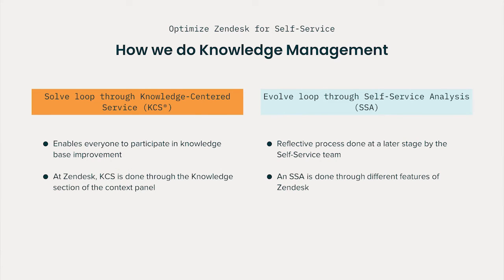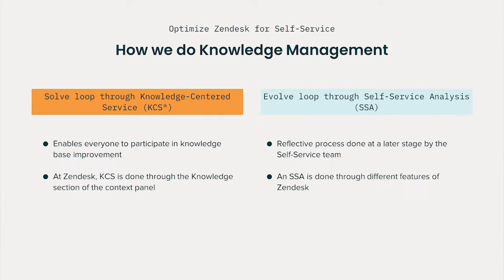Creating and updating content for our team happens through two different processes that are intrinsically related. The first one is through KCS or the Solve Loop. KCS, or Knowledge Centered Service, is a knowledge management methodology that allows the support teams to not only provide real-time customer support, but also create and maintain documentation as part of the same process. Zendesk didn't invent KCS, it has been around since 1992 and it was created by the Consortium for Service Innovation. At Zendesk, KCS is done through the knowledge section of the context panel while agents work on tickets.